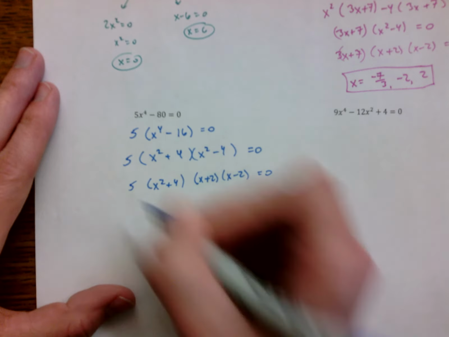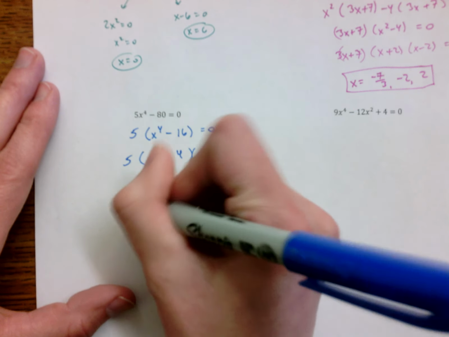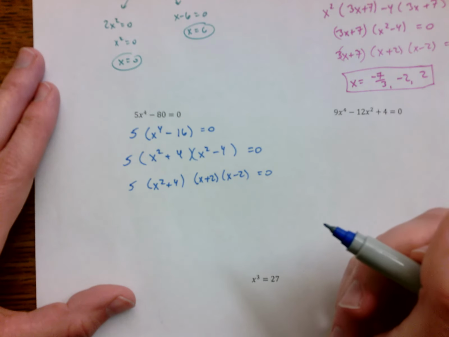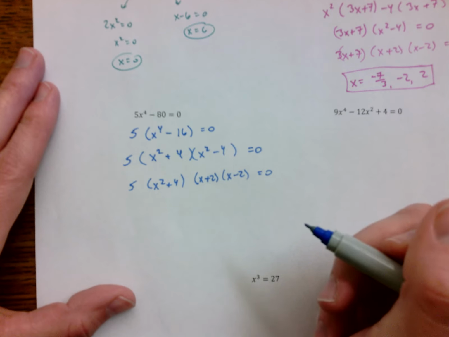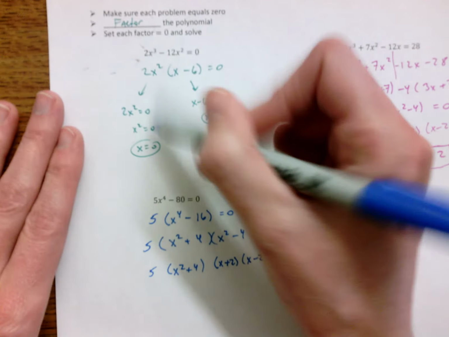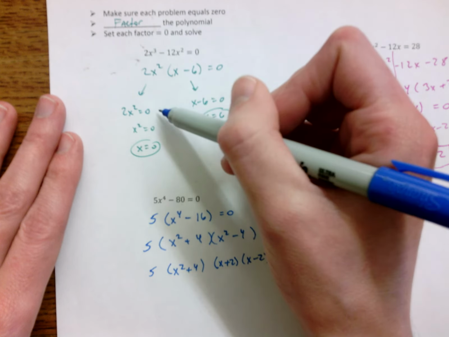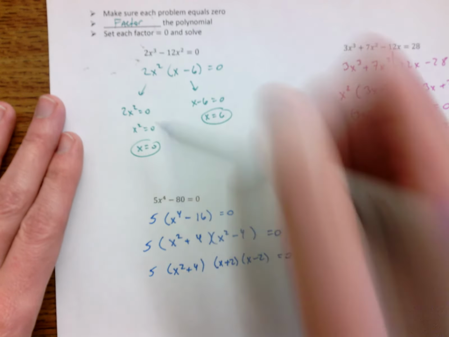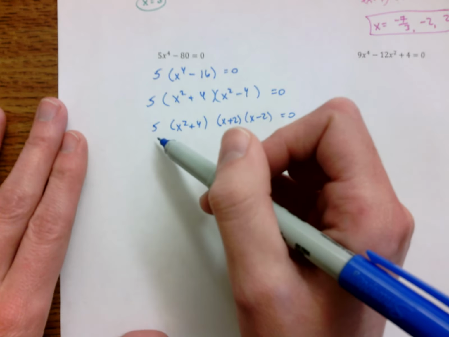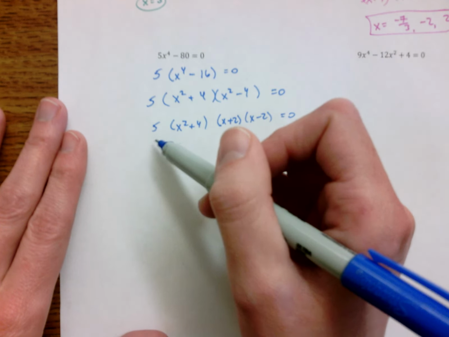Okay, so our solutions here, right, if I were to try to set this 5 equal to 0, 5 can't be 0, right? So like on this guy up here, we had a solution of 0 because it is possible for 2x squared to equal 0. That happens when x is 0. But on this guy, 5 can't ever equal 0, so that's not an option, okay?